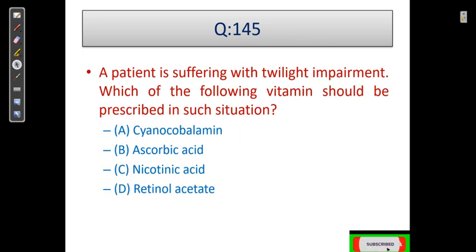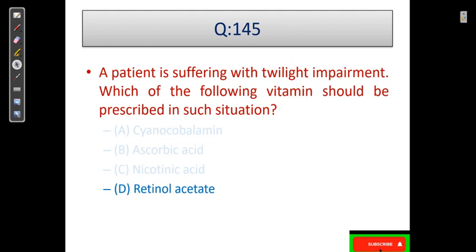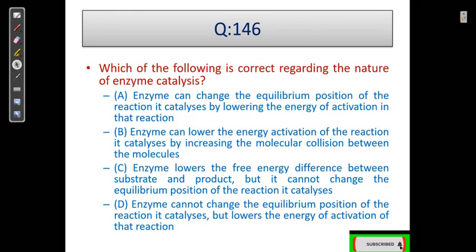A patient is suffering with twilight impairment. Which of the following vitamins should be prescribed in such a situation? Cyanocobalamin, ascorbic acid, nicotinic acid, or retinol? So the correct one is retinol, which is vitamin A. So retinol acetate.